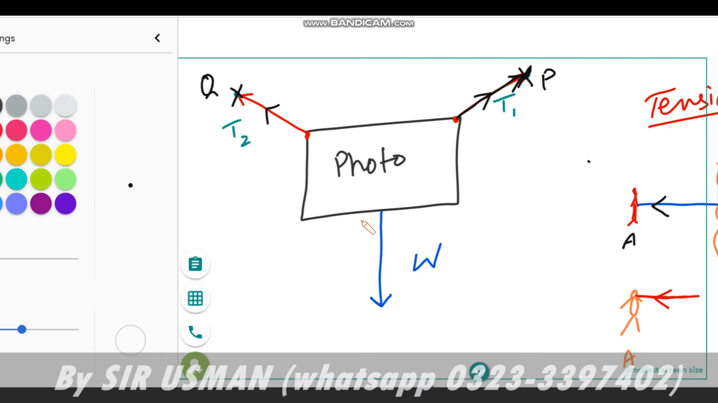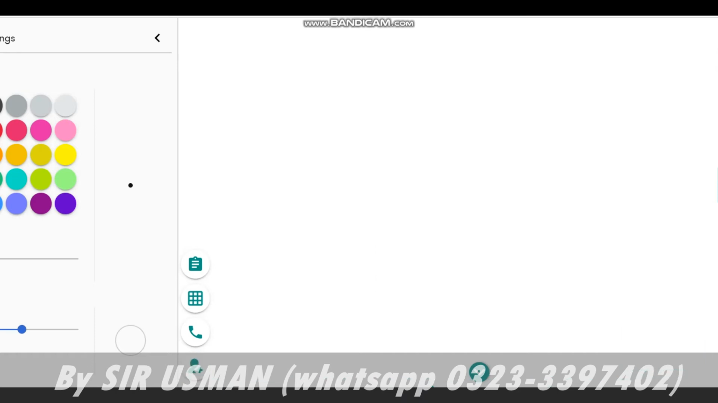So right now we have seen how we can have an object on the wall, and when we have an object on the wall, which forces are on the object. So now we are going to do the free body diagram.